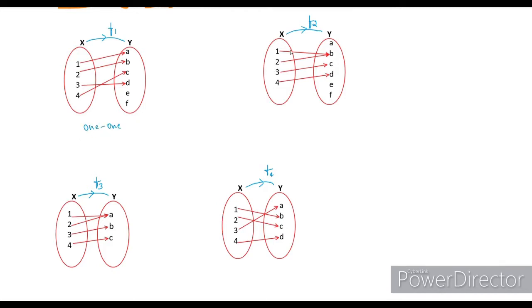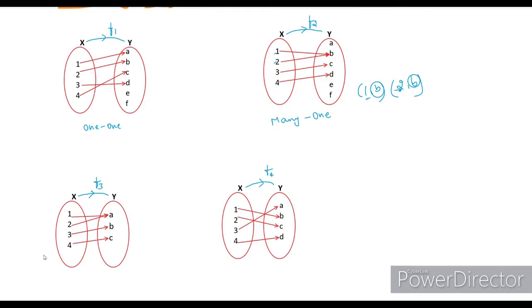Next one, if you check, 1 is mapped to b, 2 is also mapped to b. That means (2, b) and (1, b). Two elements of the domain set are mapped to the same element. That means this is not a 1-1 function. Such mapping is called a many-one function. That means more than one element of the domain set will have the same image. If the function is 1-1, it cannot be many-one. If the function is many-one, then it is not 1-1.